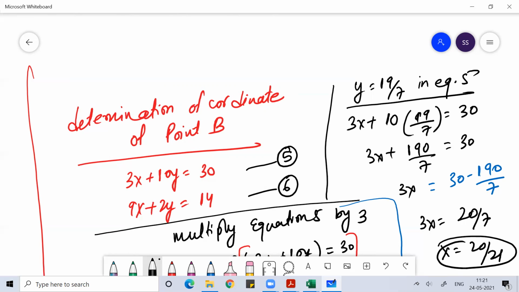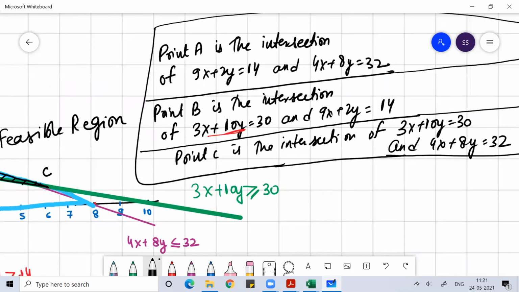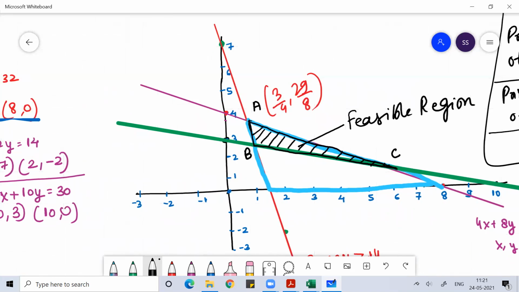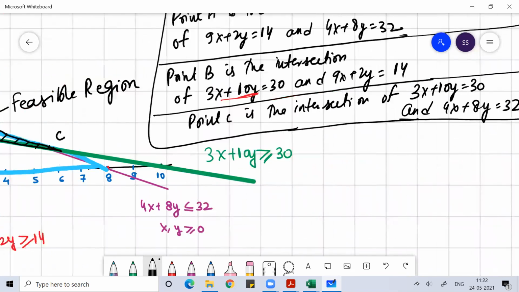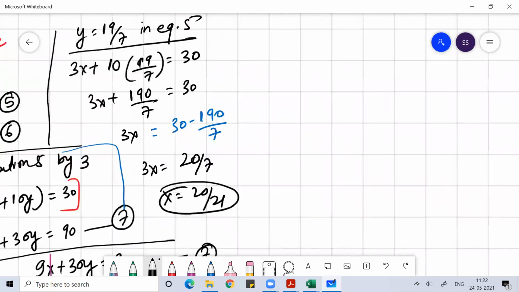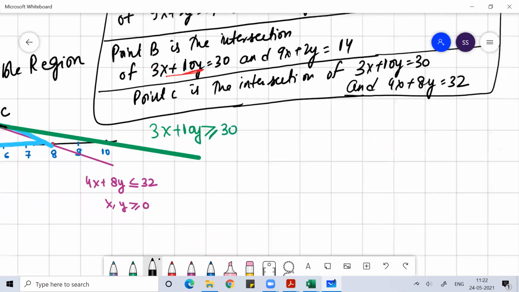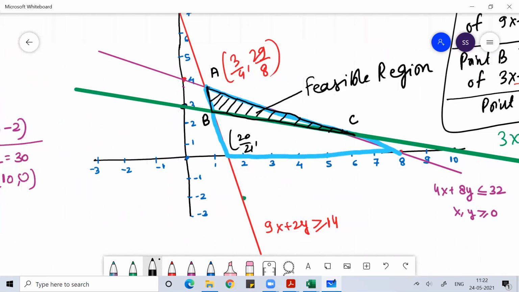So x value is 20 by 21, and the y value is 19 by 7. These are the coordinates. Okay, so I hope you understood this.